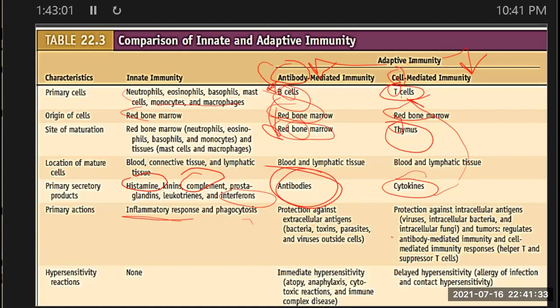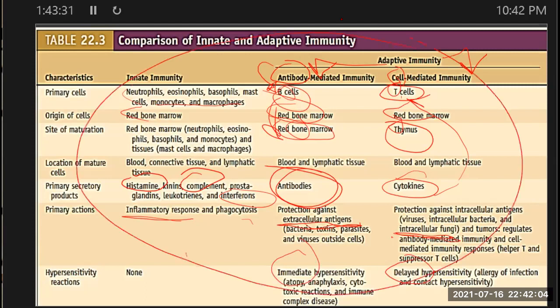What is important, you need to memorize this: extracellular antigens, B cells; intracellular, T cells. Intact antigens, B cells; fragmented antigens, T cells. Do hypersensitivity reactions happen? Yes, in both. In the cellular one it is delayed, in the antibody one it is immediate. So please memorize this table.